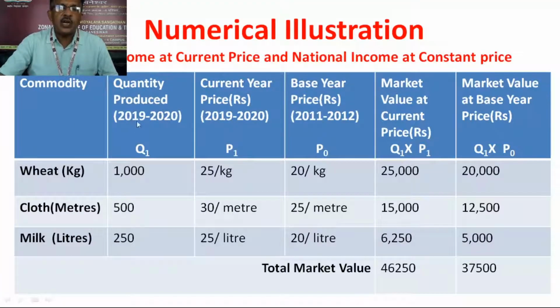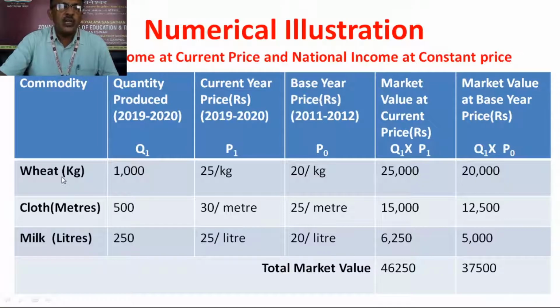Quantity produced in 2019-2020, that is Q1, is the current year quantity. Current year price is P1, as 2019-2020 is the current year. In this example, the base year is 2011-12, and the price of this year is known as P0. Market value at the current price is the quantity of the current year, Q1, times the price of the current year, P1. Market value at the base year price is the quantity of the current year times the base year price, P0.